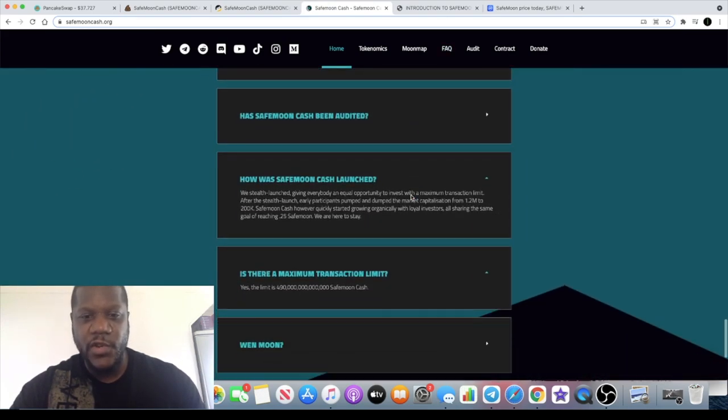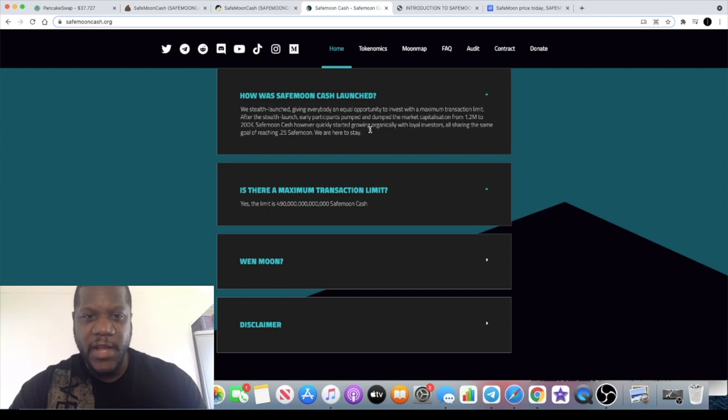Make sure you do your own research. They've explained that this was actually a stealth launched project, so no pre-sale, no whales dumping on you. That's a good way to stop people from dumping tokens at the end of the day: put the liquidity in yourself and just stealth launch it.